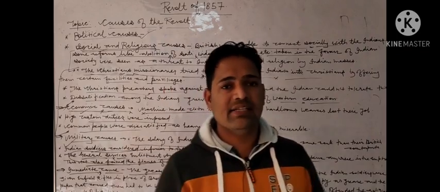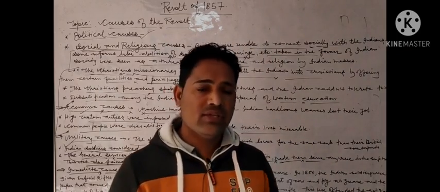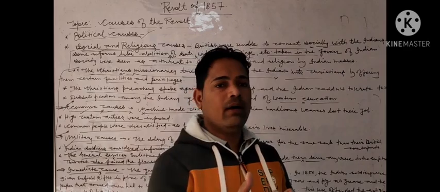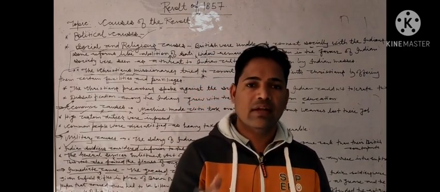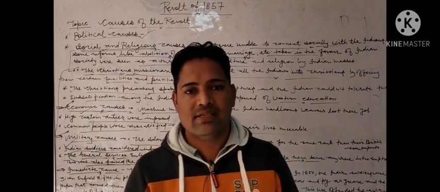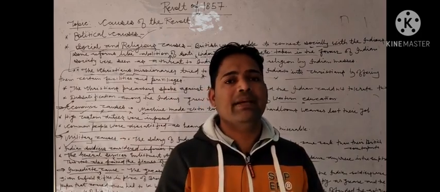So the cartridges of this Royal Enfield were greased with the fat of cow and pig. And when they wanted to load the cartridge into their rifle, they had to tear the paper covering the cartridge with their mouth. They had to bite that paper with their mouth.